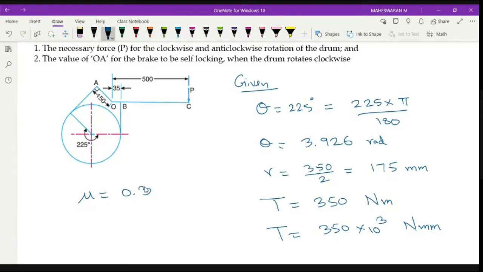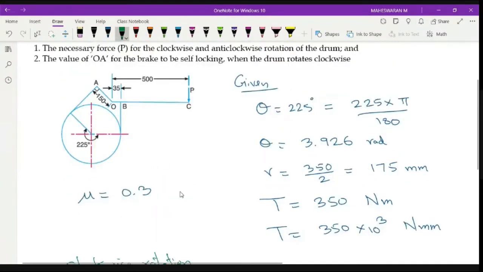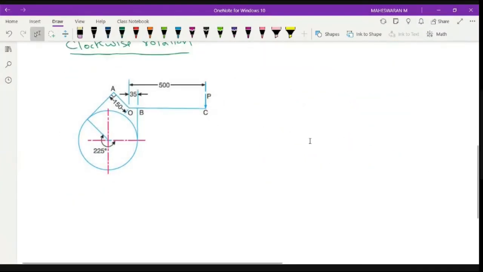Okay, so now we have to solve. We have to identify what is my force P when the drum is rotating in clockwise and anti-clockwise direction. First, let us consider our drum rotating in clockwise direction. So for that, let us identify, then we will proceed for anti-clockwise direction. When the drum is rotating clockwise, it is rotating like this.